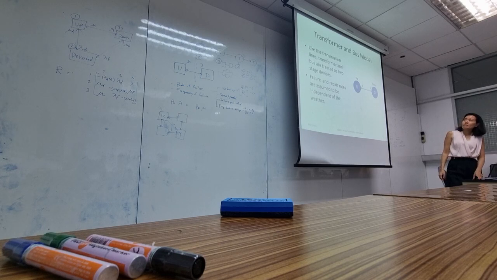The transformer and the bus model, it's the same thing. So they model it as a two-state device. And in this case, it's not so affected by the weather. So they assume that there is no weather related effect in this case.